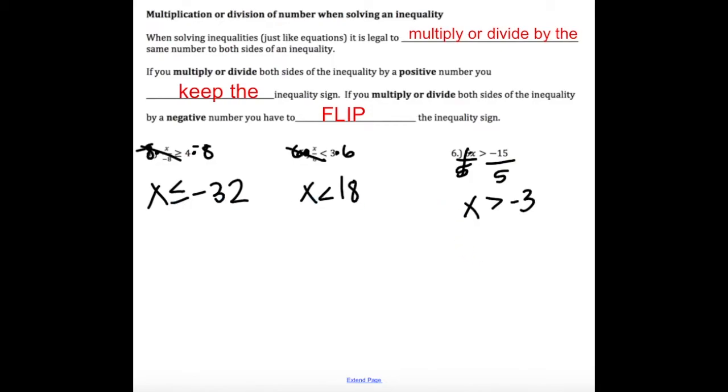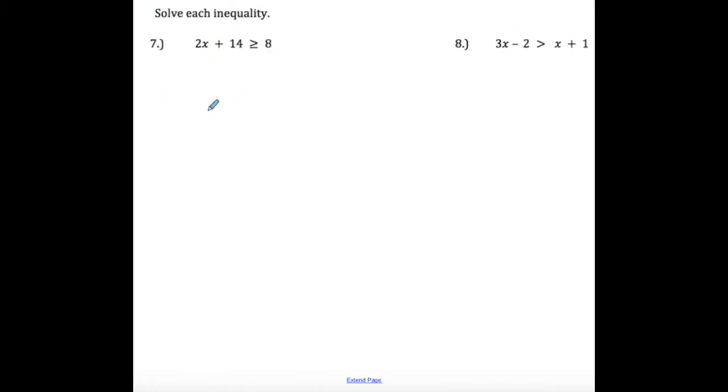So now that we've done a few problems like that, let's do just some general solving. So these would be two-step solving inequalities. I want to get x by itself, so I'm going to subtract 14 on both sides. I have 2x is greater than or equal to 8 minus 14, which would be negative 6. And I'm going to divide both sides by 2. Now I'm dividing by a positive 2, so my inequality sign is going to stay the same.